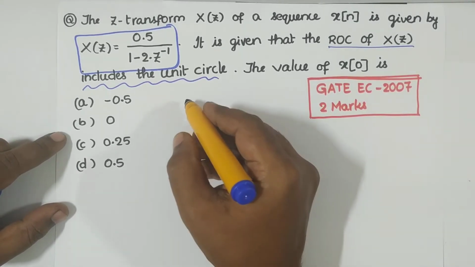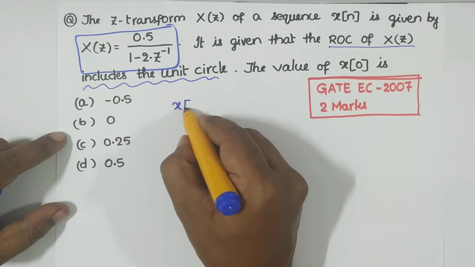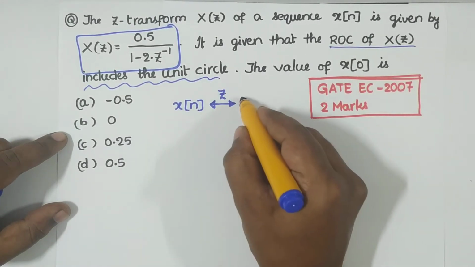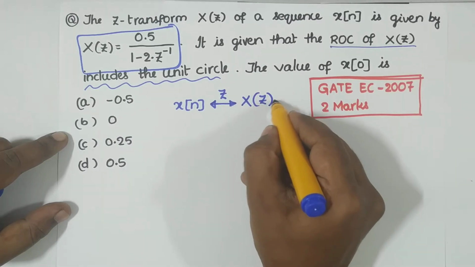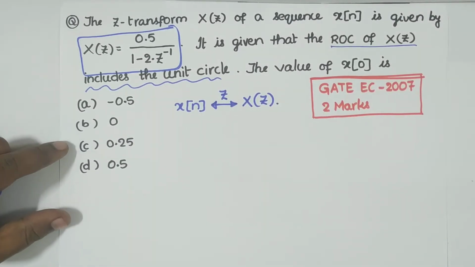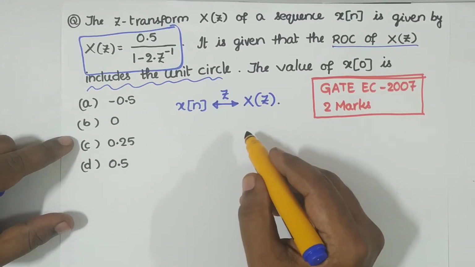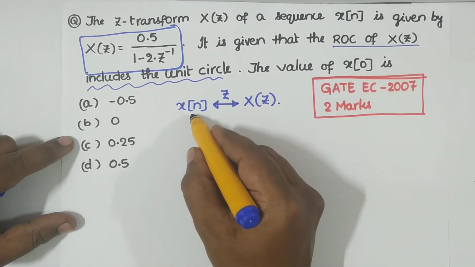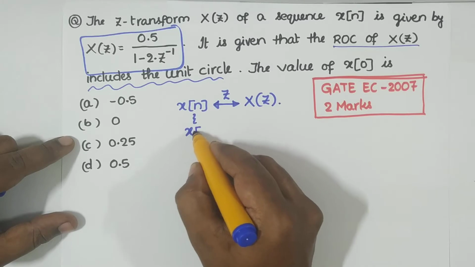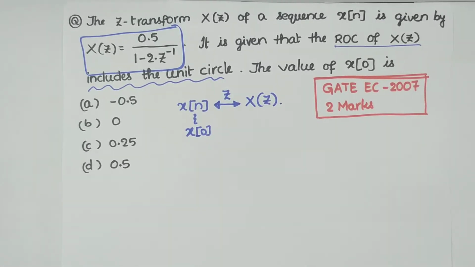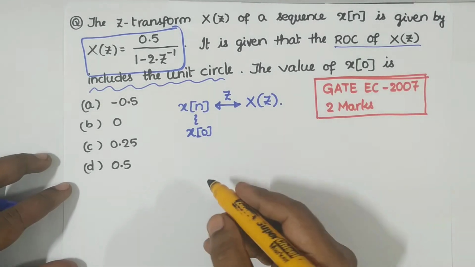Now you have four options. Anyway, x of n, its Z transform is X of z. Now we should be able to take the inverse Z transform, and after taking the inverse Z transform we must be able to find x of 0. Now X of z is this.